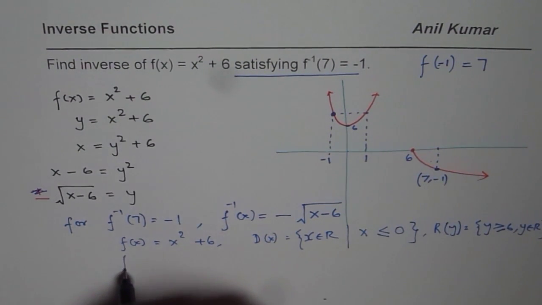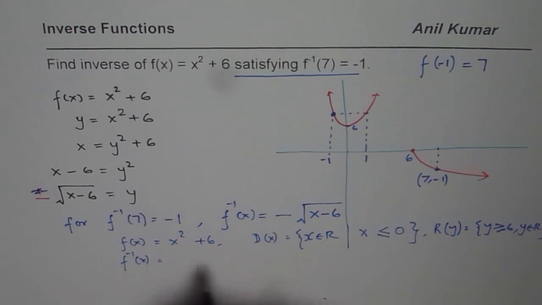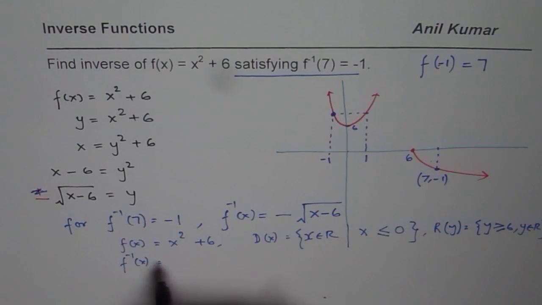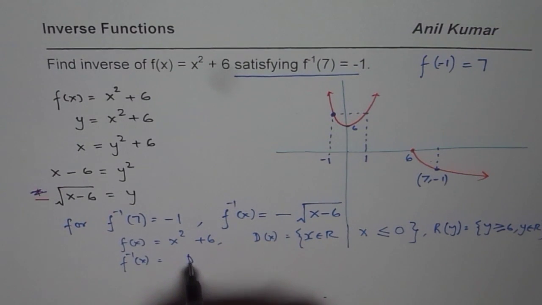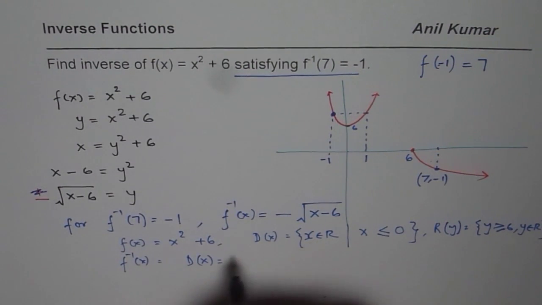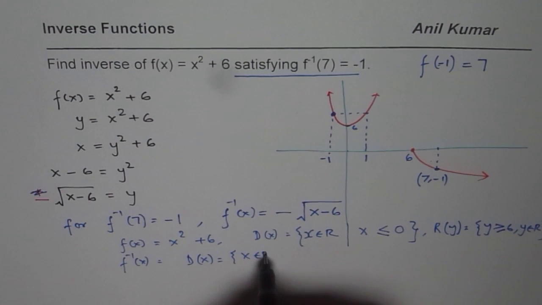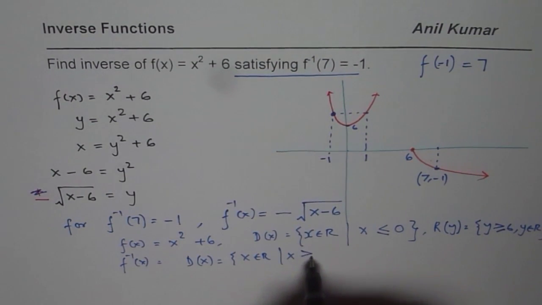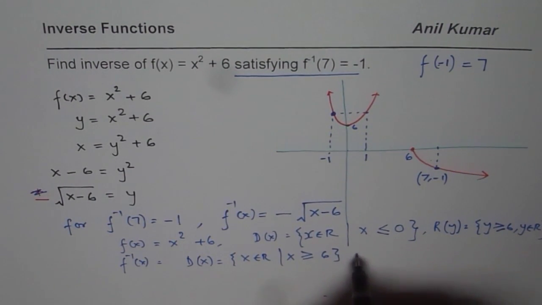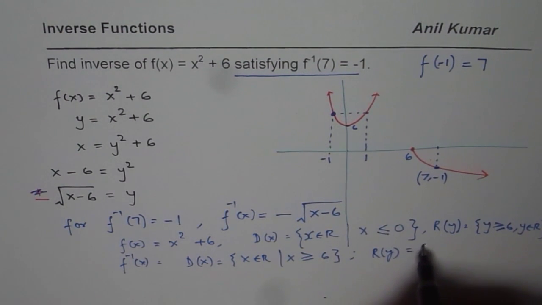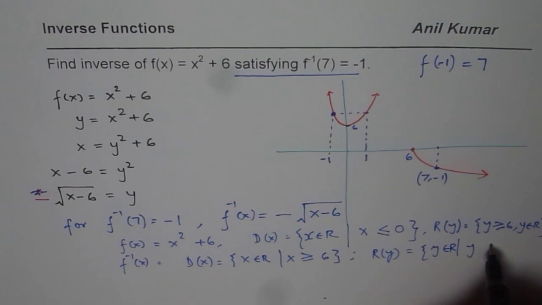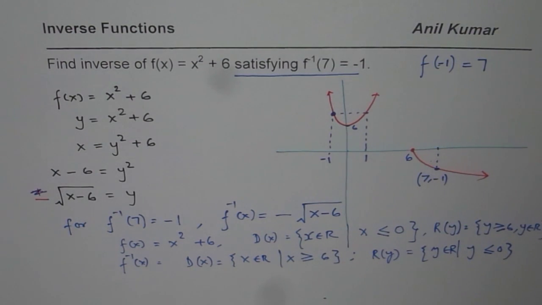And for the inverse of our function, the domain and range flip. We have the domain as x belongs to real numbers where x is greater than or equal to 6, while the range in this case, for the inverse function, is y belongs to real numbers and y is less than or equal to 0. So it changes. Do you see that? That is the thing which you should understand from this particular video.